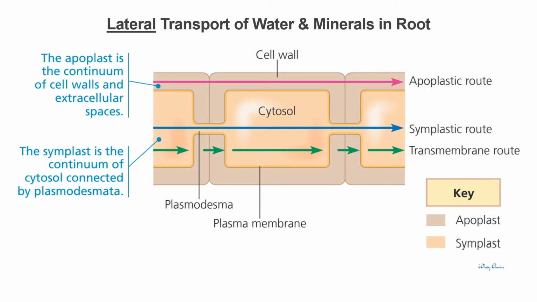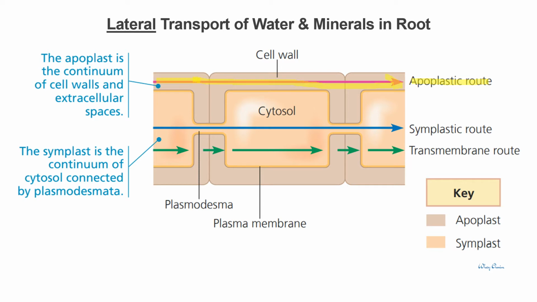The first lateral pathway is called the apoplast or apoplastic pathway, which means the water molecules are transported from one cell to the next cell through the cell wall. If the cells are loosely arranged, the water molecules will move through the extracellular space.